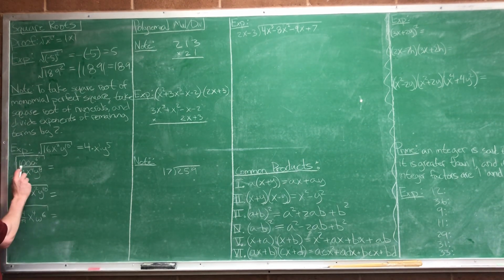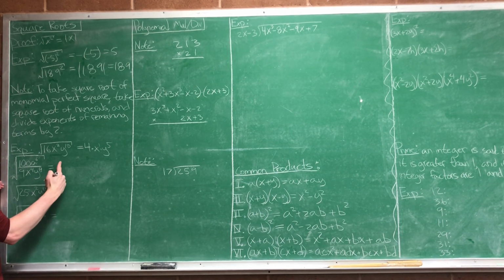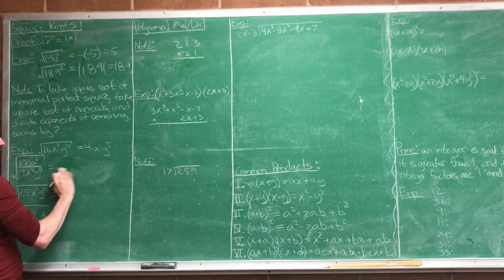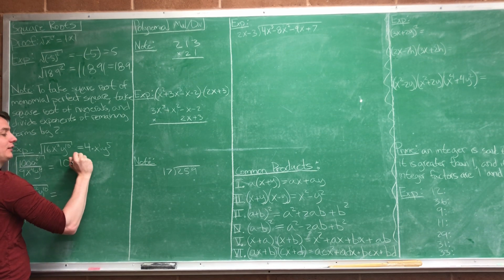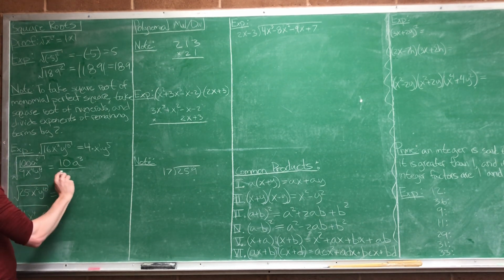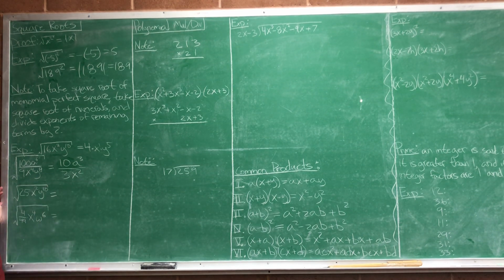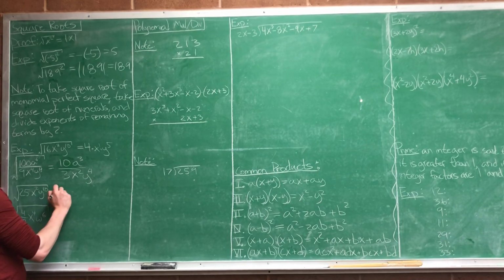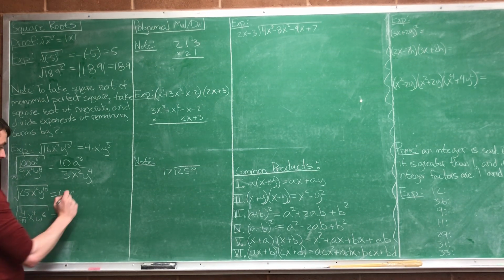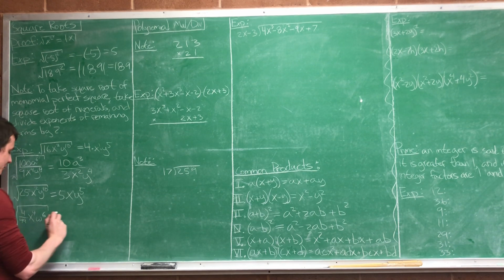Tell me what to write. What's the numerator? 10a to the 3. Okay. Over 3x squared y to the 4. Wonderful. Someone who's not Peter. 5x and y to 5. All right, now someone else.